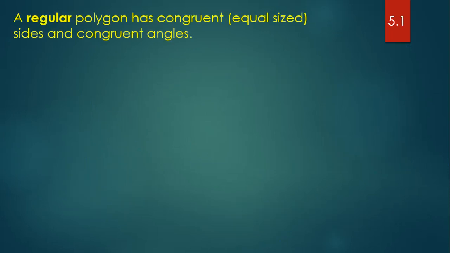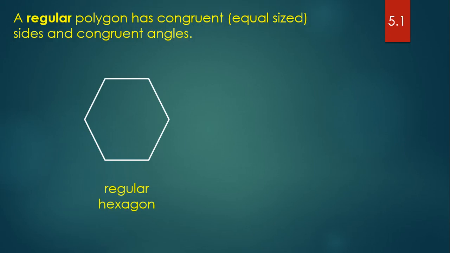Now you noticed in that last example that the decagon looked kind of lopsided. That's because the sides and the angles were not all the same. A regular polygon has congruent, or equal size, sides and congruent angles. So this hexagon is a regular hexagon. It has 6 congruent sides and 6 congruent angles.